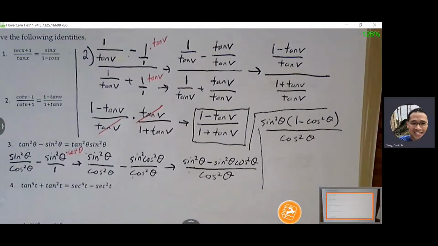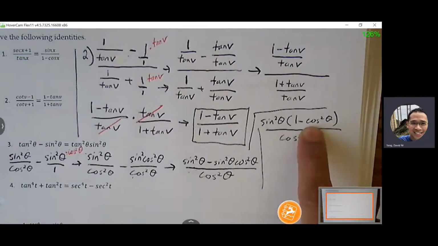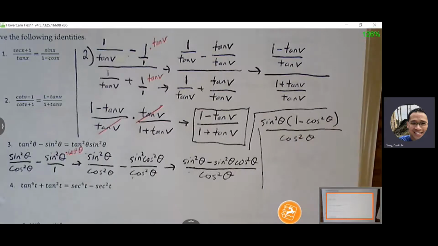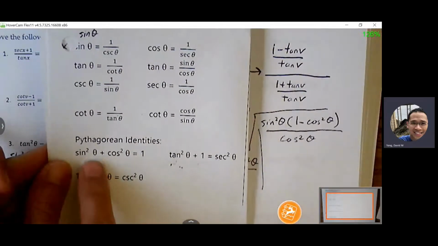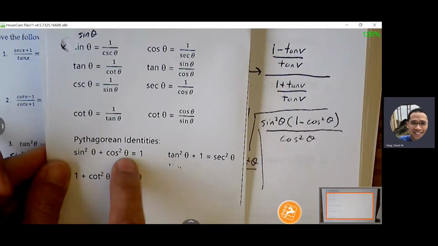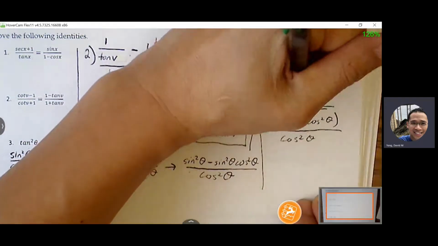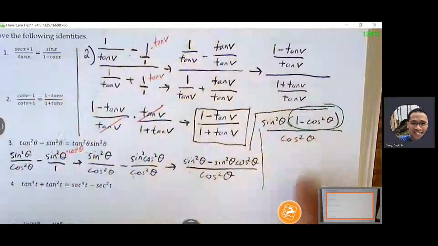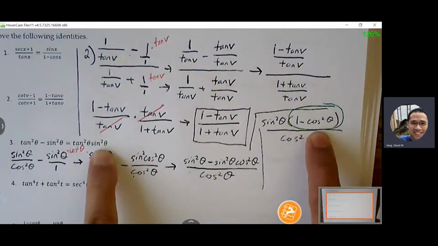Okay, we're actually pretty close here. What do you know about 1 minus cosine squared? It equals sine squared, right? We go back to our trig Pythagorean identity. 1 minus cosine squared is sine squared. That matches nicely with that sine squared.